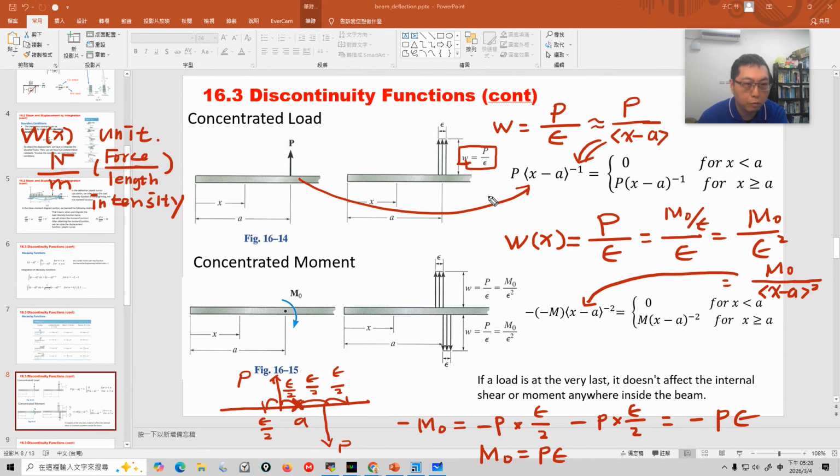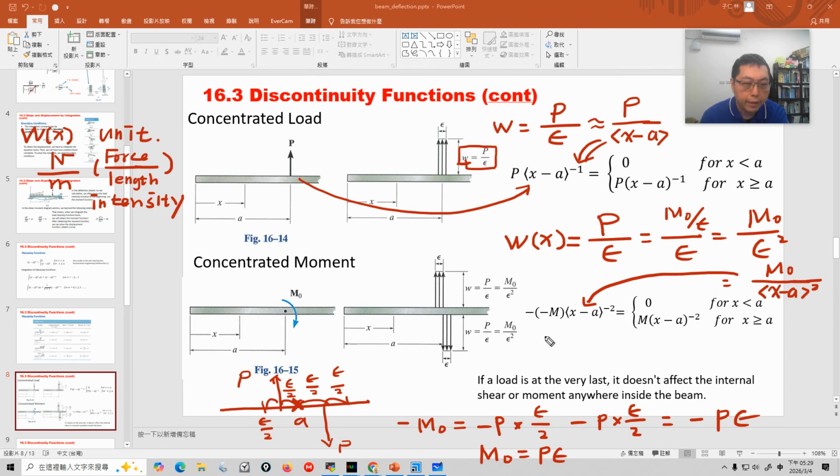So let's wrap up. The conclusion is if you have a concentrated load, your discontinuity power is -1. If you have a concentrated moment, your power for the discontinuity function is -2. That's the most important conclusion here.